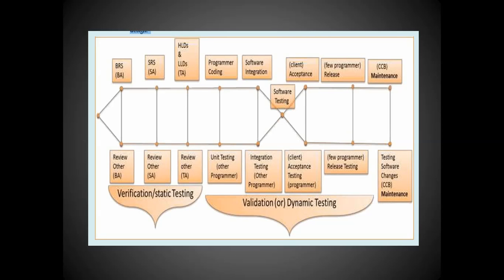Next they are going to be providing the client acceptance of that build or product in the project. Then a few programmers are going to be releasing it. These four parts: unit testing, integration testing, client acceptance testing and release by a few programmers, we are calling validation testing or dynamic testing.